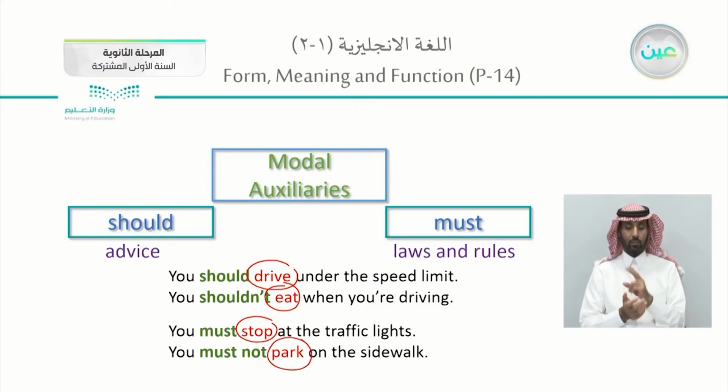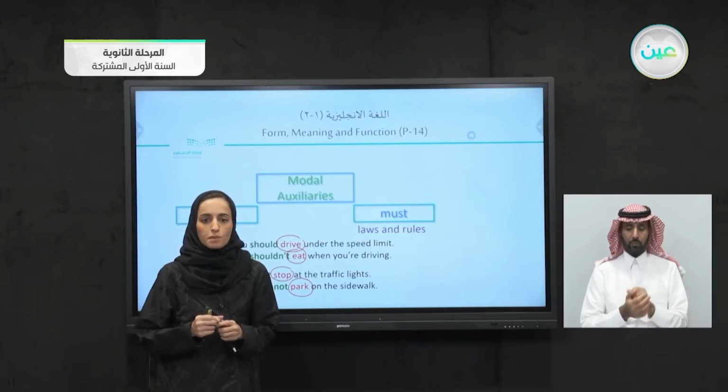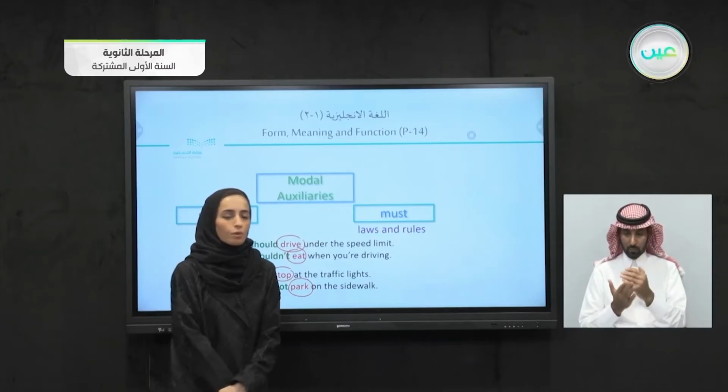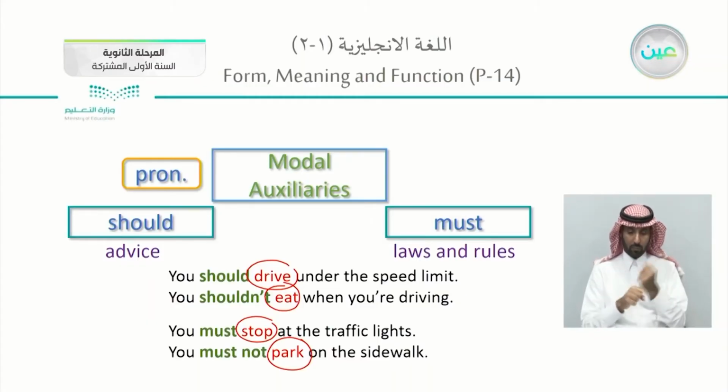If you do this or that, you're going to get a ticket. Okay, so should is for advice, and must is compulsory, it's not a choice. However, all of them will be followed by the base form of the verb. What comes before it in a sentence? Before it, we will use a pronoun: you, he, it might be I. You should, you must, shouldn't, and mustn't, followed by the base form of the verb.